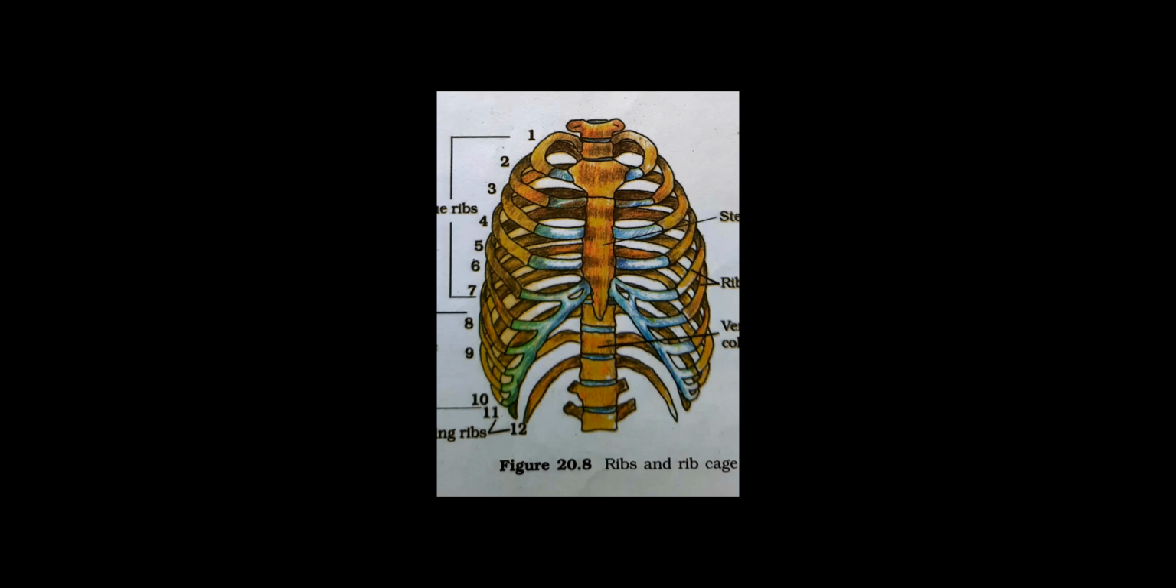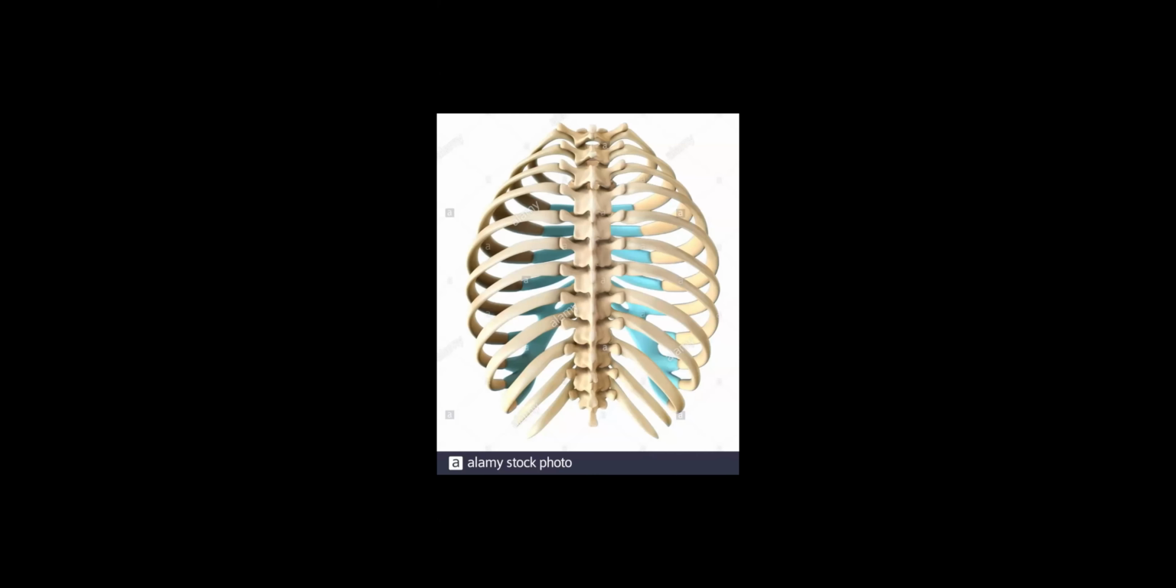And comes the next, that is ribs. Next is what? Ribs over there. There are 12 pairs of bones, flat elongated bones, all articulated to the vertebral column on a dorsal side, and majority of them articulated to the sternum on a ventral side. These bones are known as ribs.